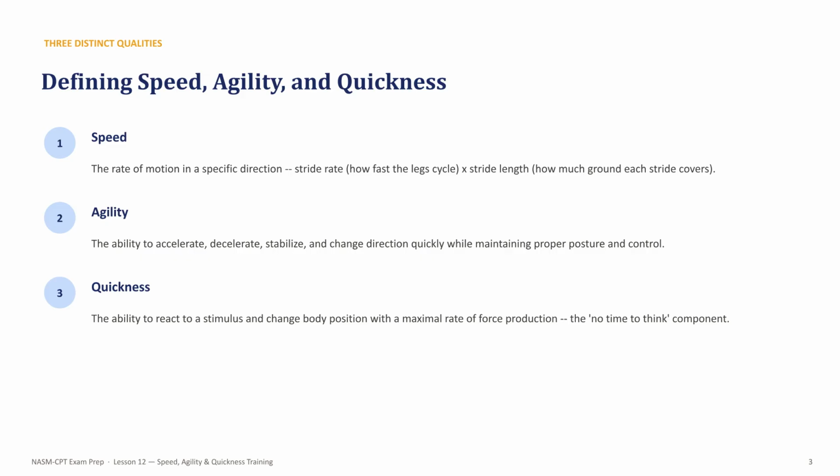Here's a simple way to frame the progression. Speed is moving fast in a line. Agility is controlling direction changes. Quickness is reacting to something unpredictable. A well-rounded program trains all 3.